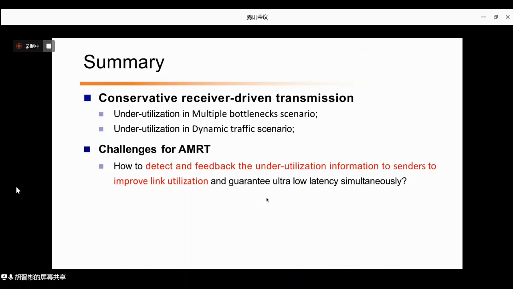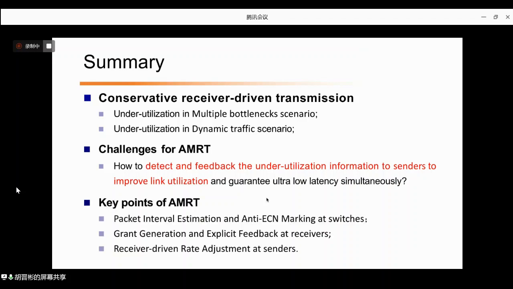AMRT measures the time interval between two consecutive packets at the egress port and uses anti-ECN marking to explicitly feedback underutilization information to make senders aggressively increase sending rate while performing conservative receiver driving transmission when the bottleneck link is saturated. We evaluate AMRT with simulations and small-scale test bed, and the results both achieve good performance.